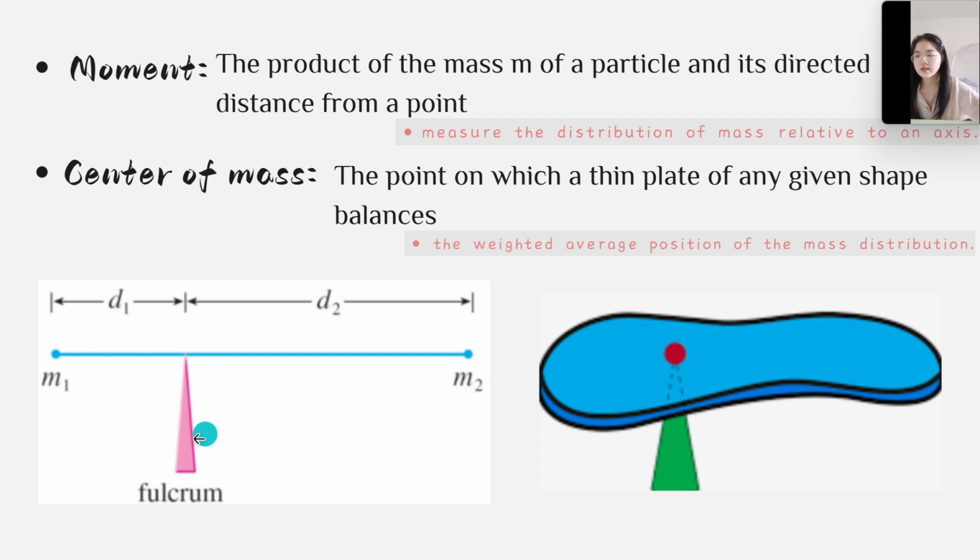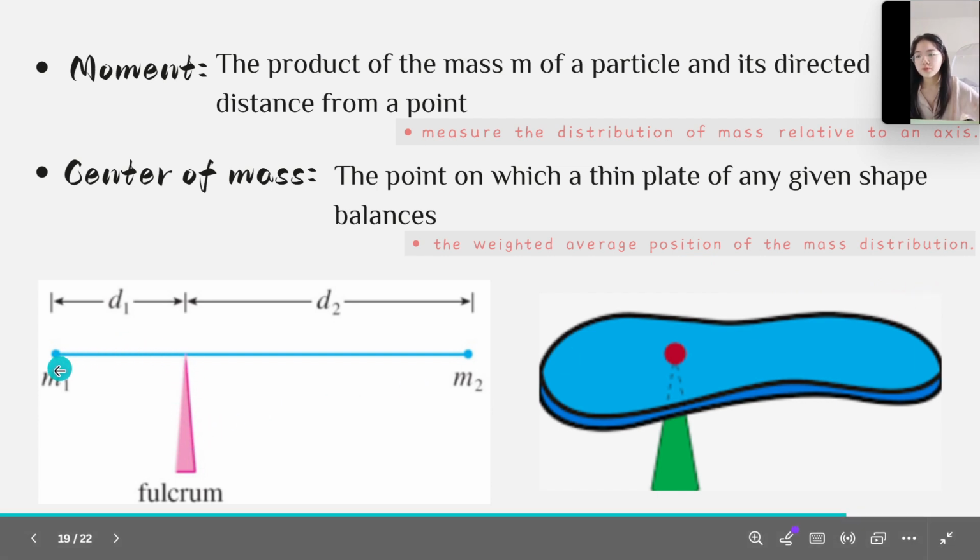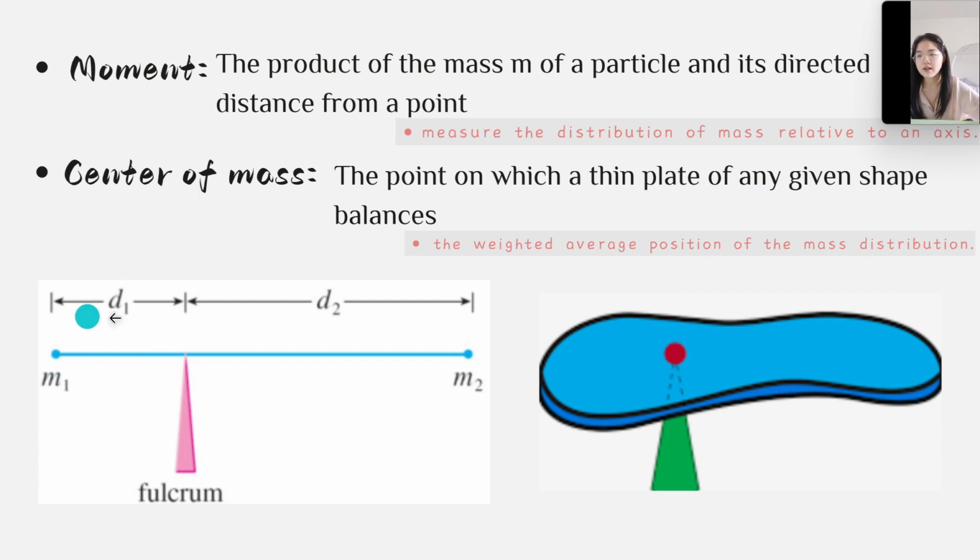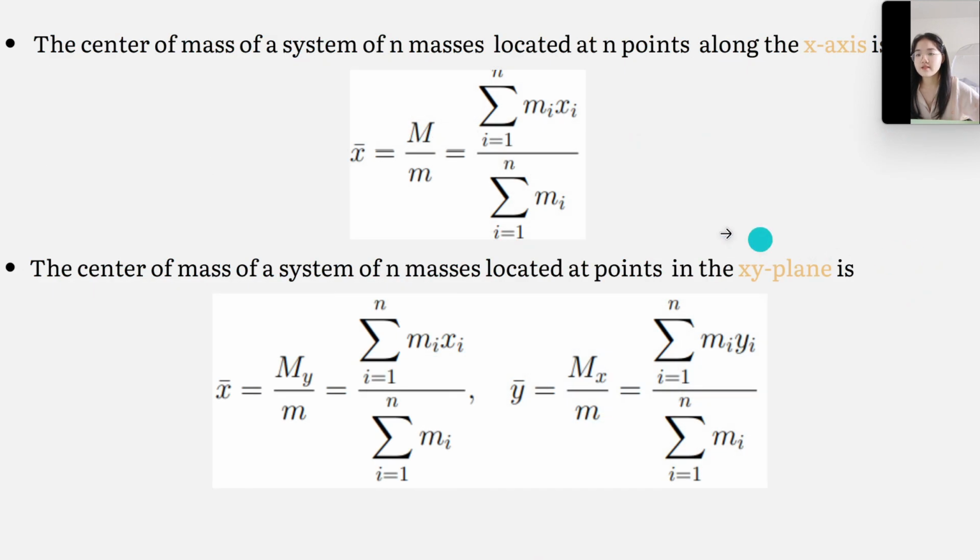Let's see the graph. There exist two moments. Moment 1 equals m1 times d1. Moment 2 equals m2 times d2. And the center of mass of a system of n masses located at n points along the x-axis is the total moment divided by the total mass.